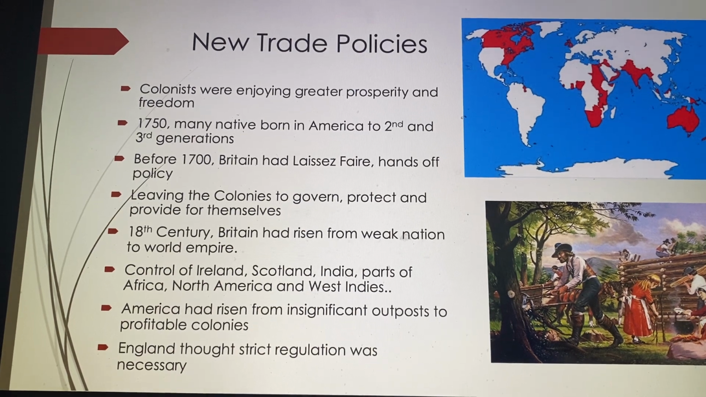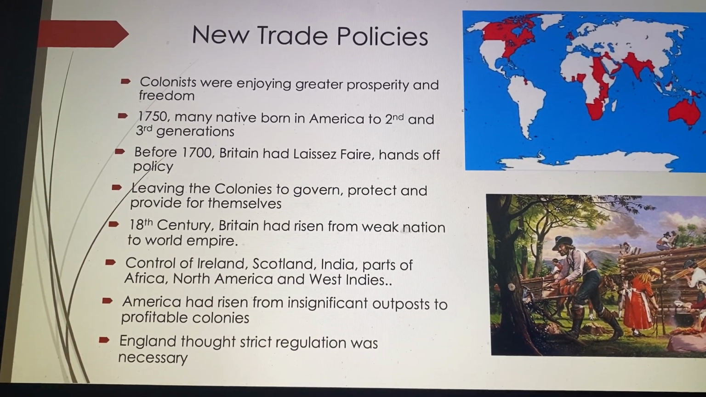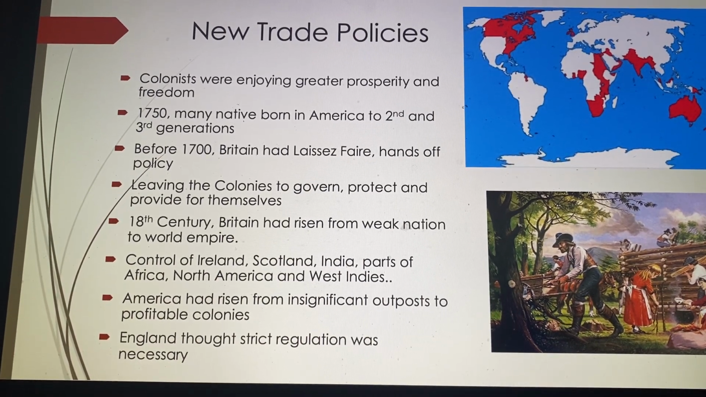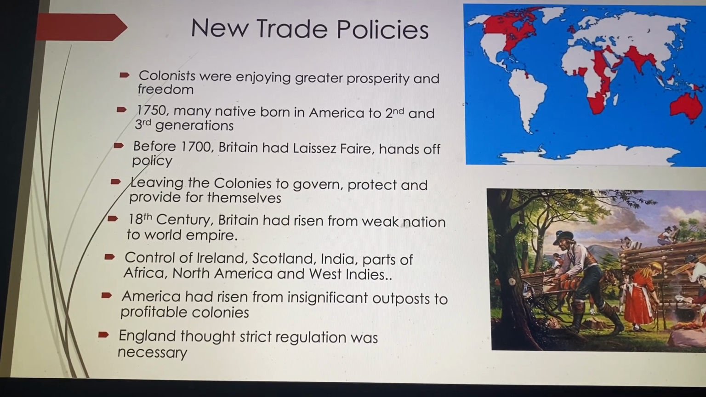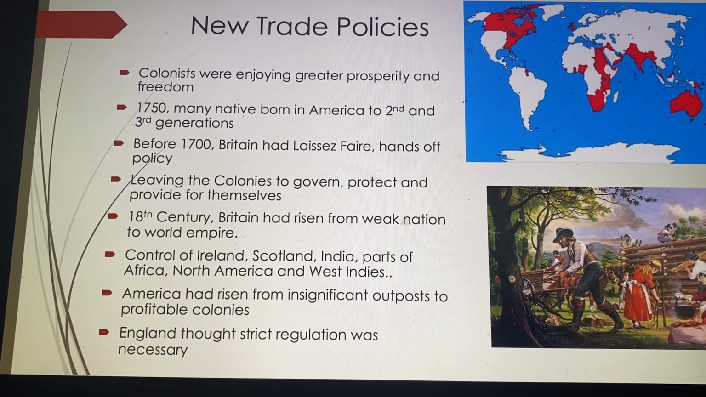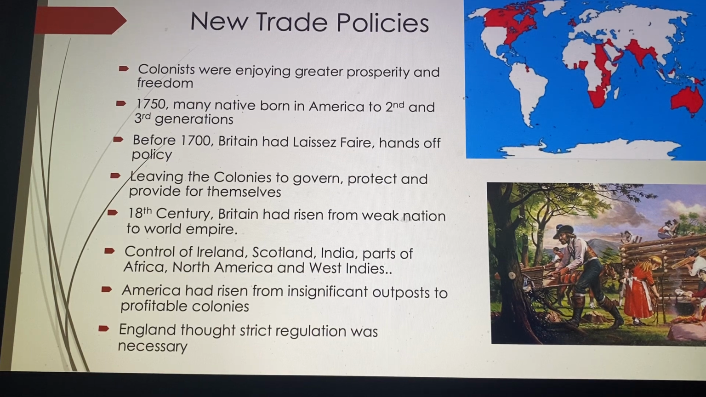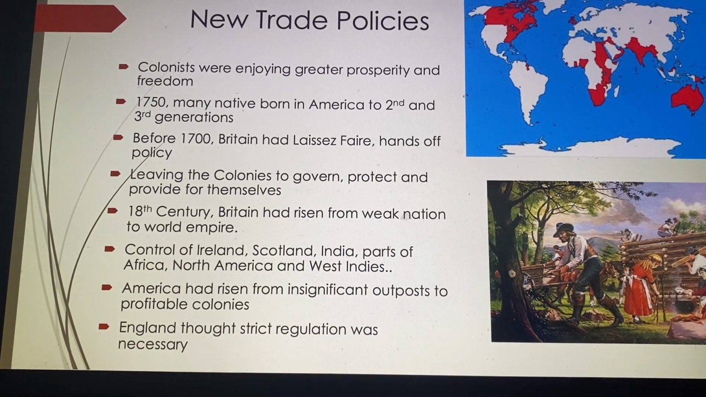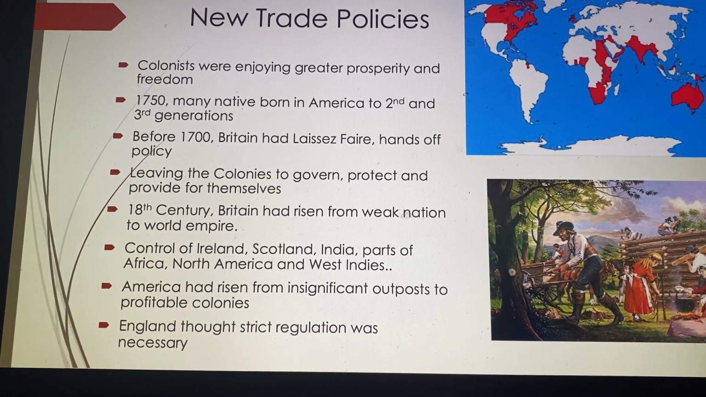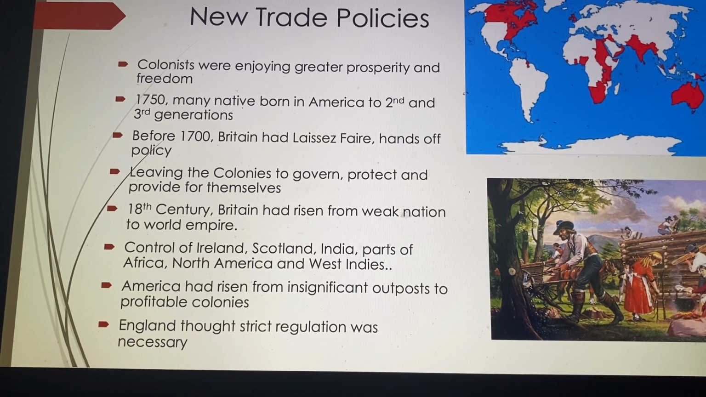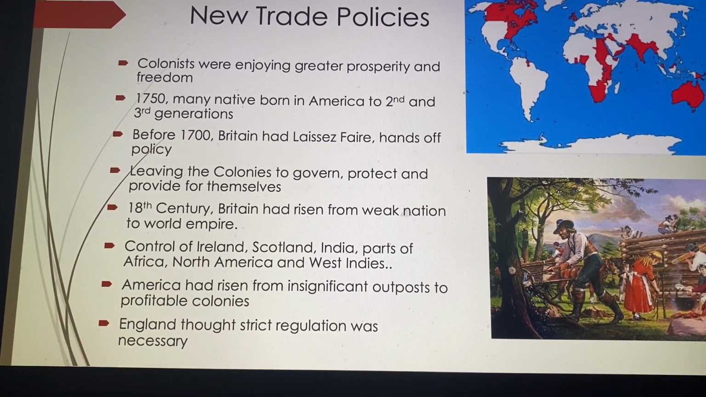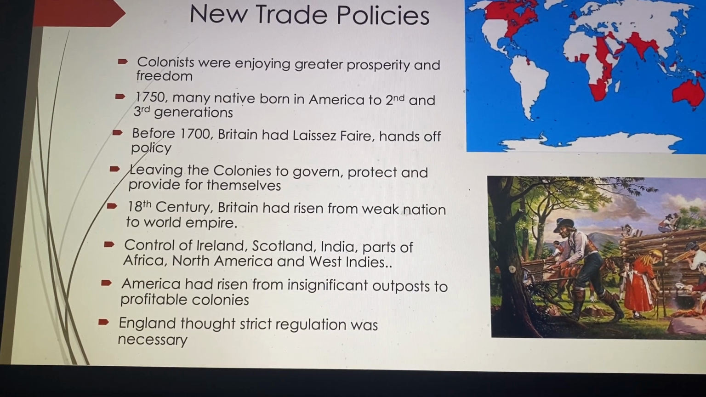Then in the 18th century, Britain had risen from this weak nation to this world empire. So now Britain had colonies all over the world. In fact, it was said that the sun never sets on the empire of Great Britain, right? And so here we have a powerful Great Britain, and we have an America that is prospering.